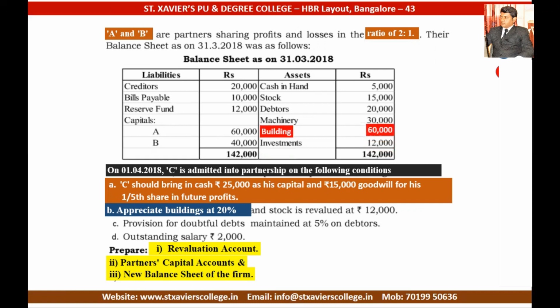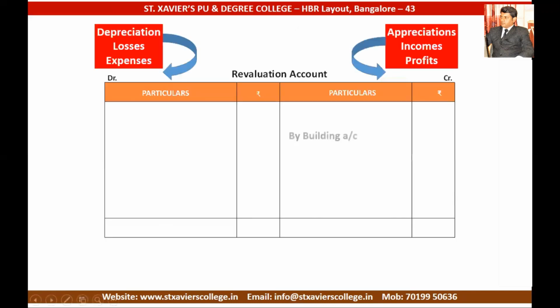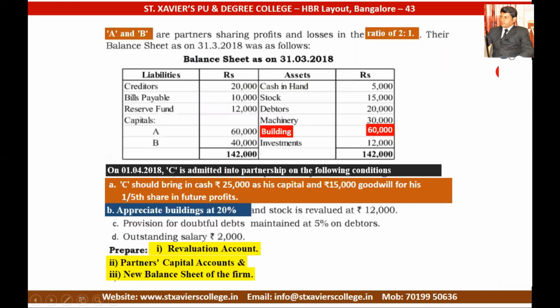So of 60,000, I need to take 20% as appreciation. That means 20% as income. I need to go to the revaluation account. I need to write building 60,000 into 20%. We calculate 20 divided by 100, and we get 12,000 as income. I hope you understood. Now we'll go back to the question and see the other adjustments.